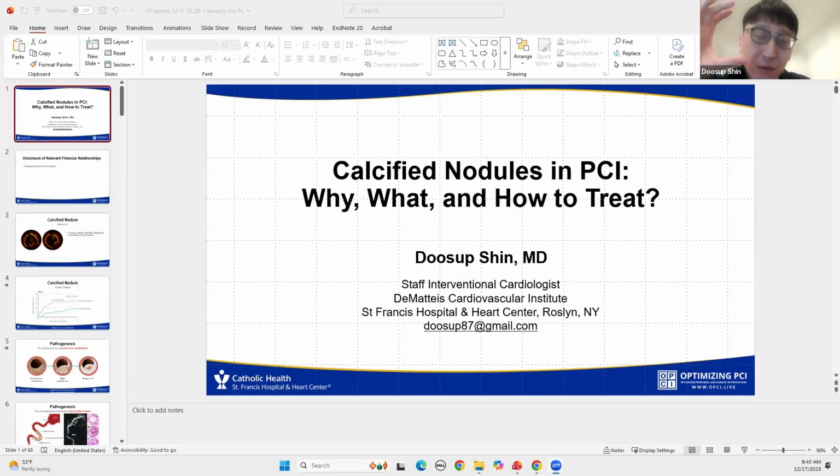If you have a thick calcium, it may not be able to deliver the energy to the deeper portion of the calcium. Another thing is, if you have a thick fibrous cap between the calcium and the IVL, no matter what you do, all the energy will be absorbed by the fibrous tissue and not delivered to the calcified nodule.